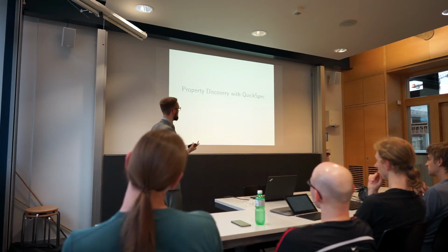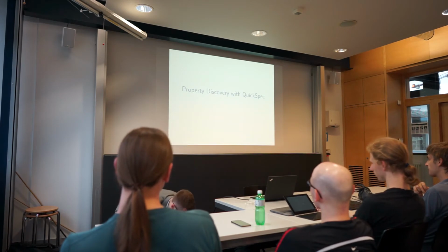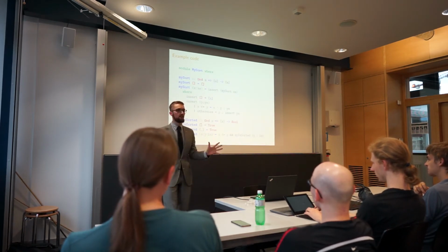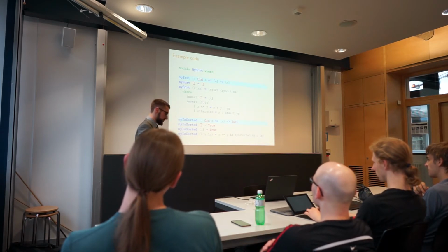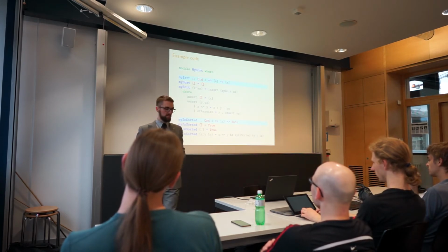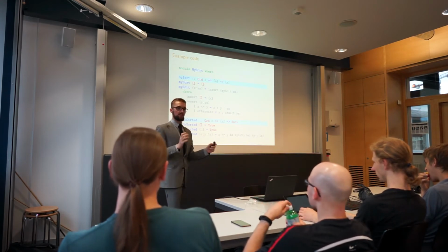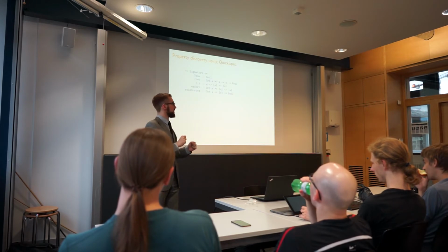So there is something that does property discovery. It's called QuickSpec. And let's see what it does. Here's some code. You don't have to actually read all the code. The only thing you need to read is these lines. So there are two functions. One is called mySort, which will sort a list of orderable things. And there's a function called myIsSorted that will check if the list of orderable things is sorted. All right?